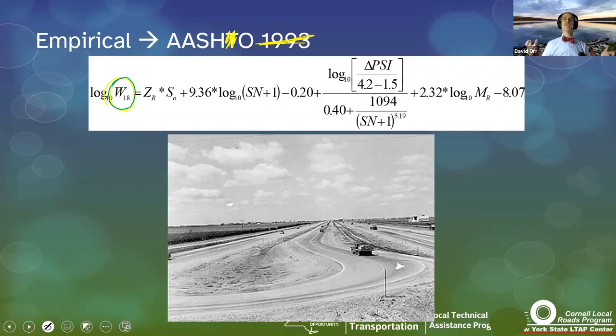W18, that's the number of axle loads. Remember we talked about the ESAL, the equivalent single axle load? You convert everything to an equivalent single axle load of 18 kips, or 9 tons, okay? And that's the end of the equation: how many trips can you take? That's the N sub F cycle that we'd use in that S-N curve.